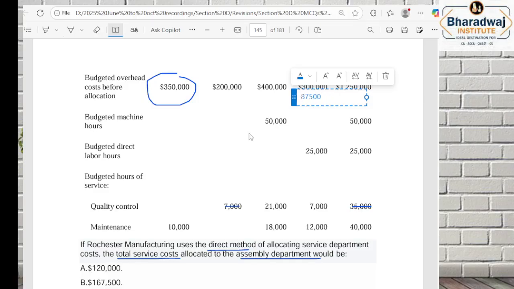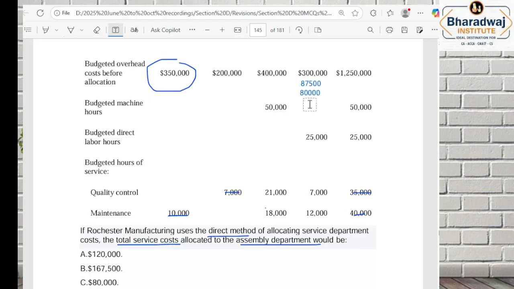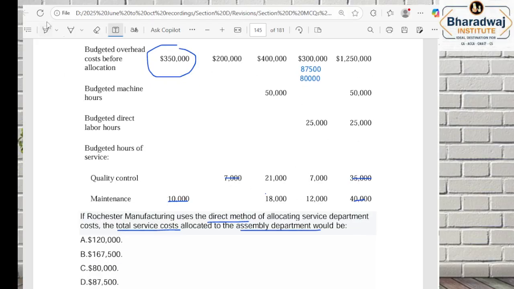Likewise, the other one: 2 lakhs into 12 by 30. How much? 80,000. So add up all the things: 87,500 plus 80,000 is 1,67,500. They ask you to work out only the total service costs assigned to the production department.